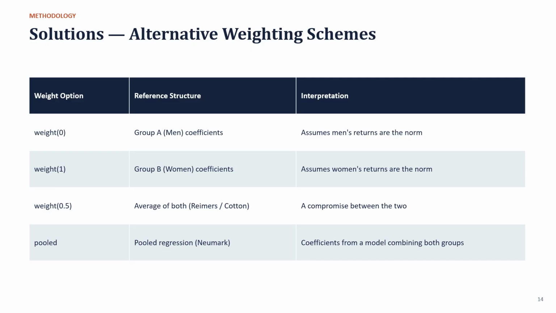To solve this, researchers have proposed alternative weighting schemes. Reimers in 1983 suggested using the average of the two groups' coefficients. Cotton in 1988 proposed a weighted average based on the sample sizes. However, Neumark in 1988 took a different approach, using coefficients from a pooled regression over both groups as the reference. Each of these is a valid attempt to get an unbiased estimate of the true discrimination effect. But the key takeaway here is that the results are conditional on your choice, so you should always justify your choice.